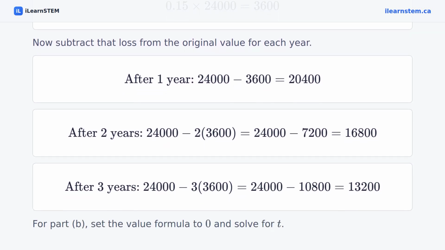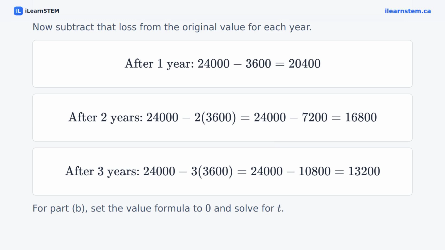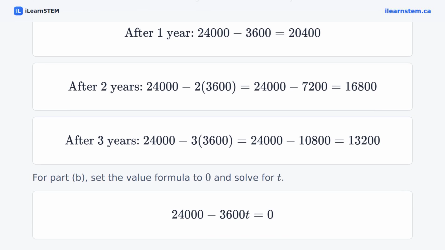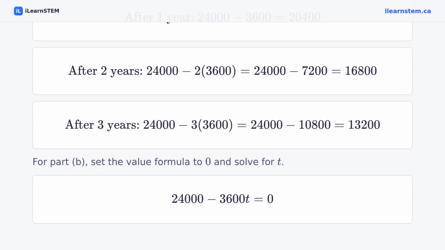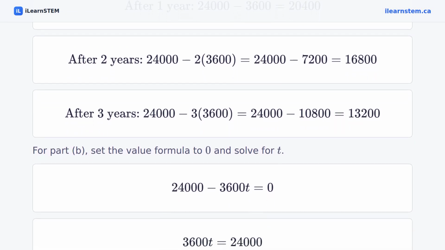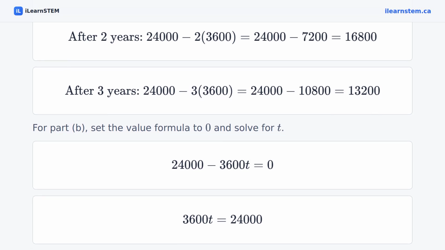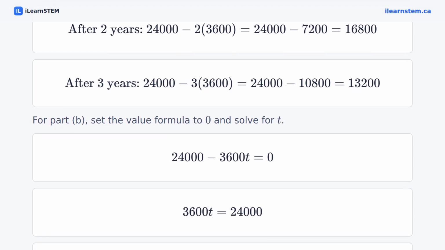For part B, set the value formula to 0 and solve for t. 24,000 minus 3,600t equals 0. Add 3,600t to both sides. 3,600t equals 24,000. Divide both sides by 3,600.